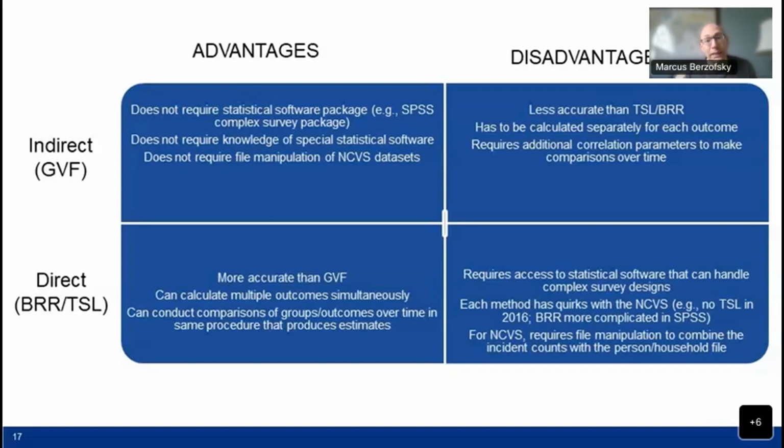And as I said earlier, when we talk about this, there is some file manipulation required because you can't separately analyze the incident file and the household or person file. You have to combine the incident to those files, and then once the incidents are appended or merged onto the person or household file, then you can calculate direct variance estimates.